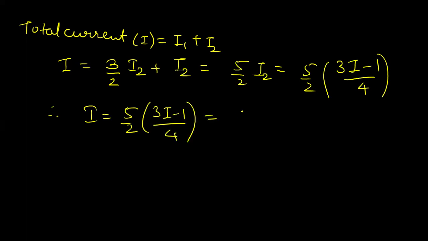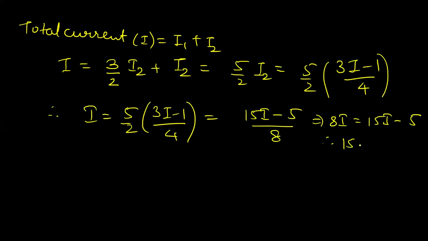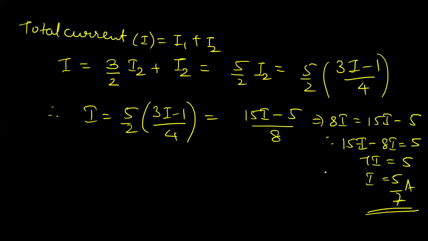So I can write 5 threes are 15I minus 5 upon 8. Take that 8 to the other side. So I can write 8I equal to 15I minus 5. So 15I minus 8I, 7I equal to 5. Therefore I is equal to 5 by 7 ampere. This is just the current that we have got.